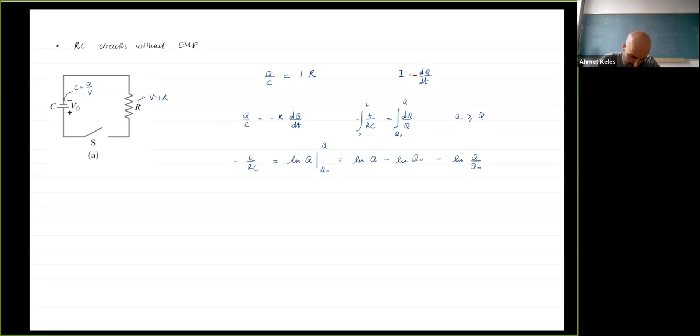Then I can just solve this with the same trick. ln x is equal to u means e to the u is equal to x. I use exactly the same thing. So from here, Q over Q0 is equal to e to the minus t over RC, or I can take this Q0 to here.